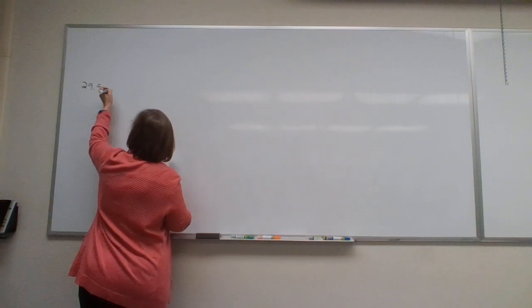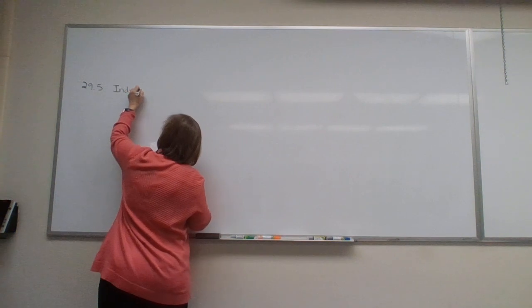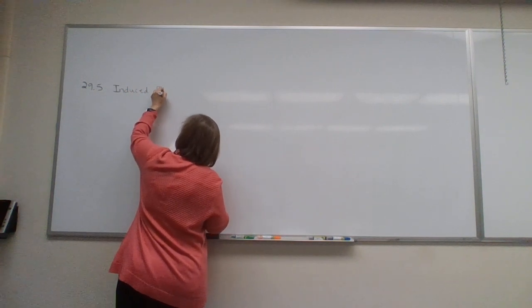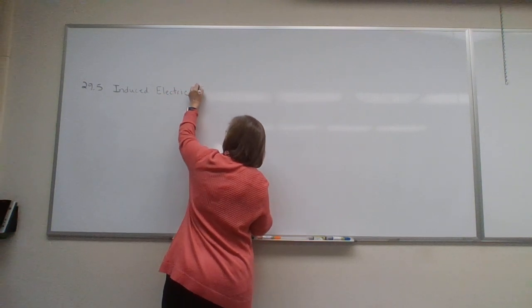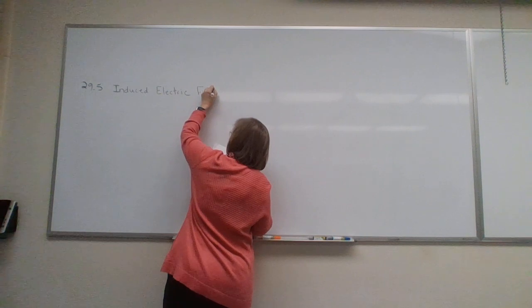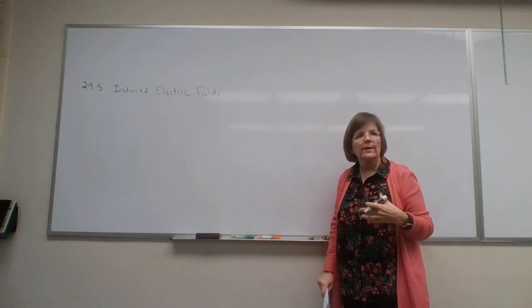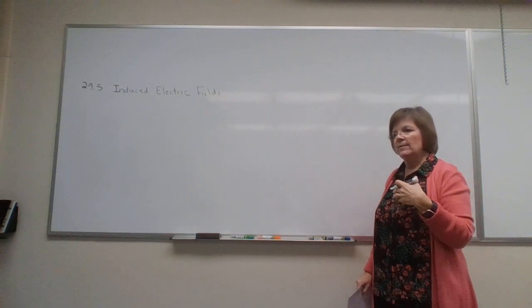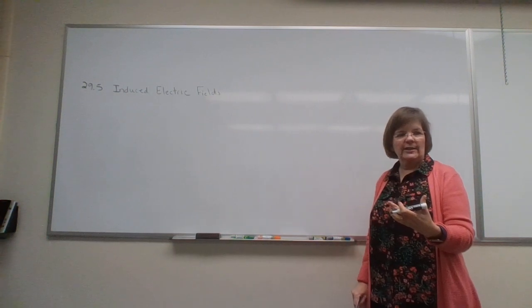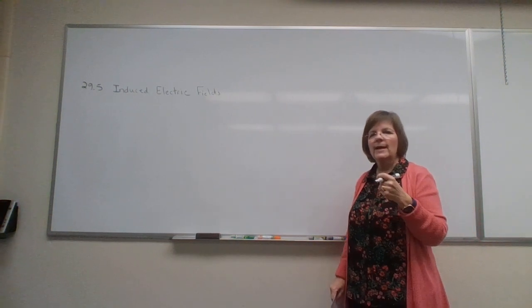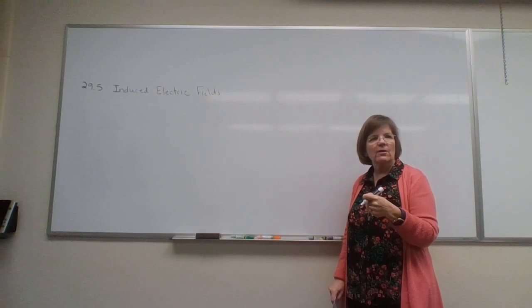Section 29.5 deals with the idea of induced electric fields. We've been talking about induced magnetic fields, where if you have flux going through a loop and the amount of flux is changing, then you get an induced magnetic field that opposes that change, right? That's what Lenz's law says.